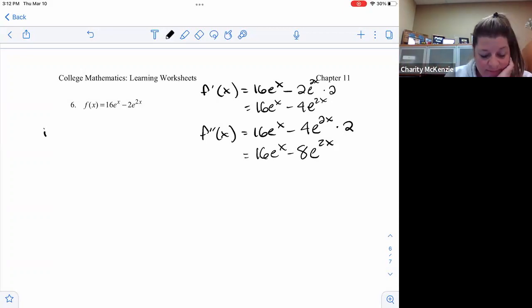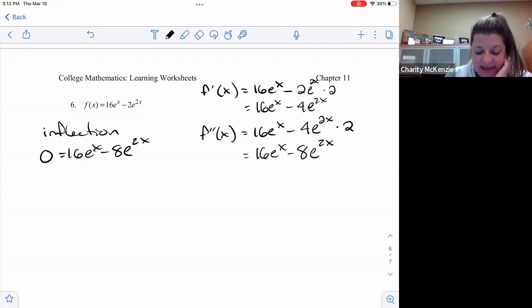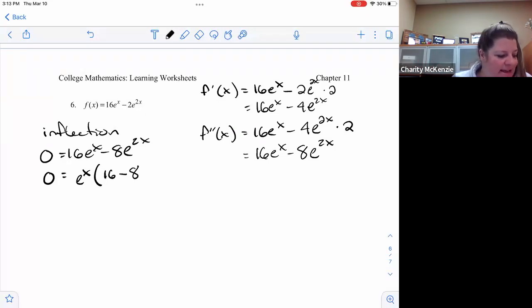So for inflection points, we're going to say 0 equals 16e to the x minus 8e to the 2x. We can look at this and actually take out an e to the x, because e to the x can't be 0. Okay, so let's take out an e to the x. That's going to leave 16 minus, this will still be an 8. I guess I could have taken out the 8 too. And over here, this will be e to the x.